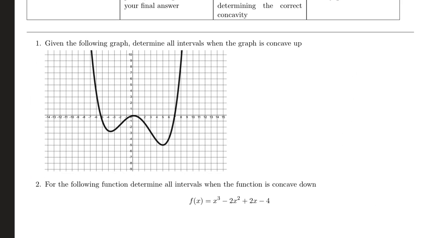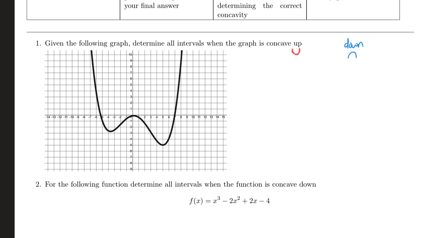Our second page, our second skill on our test, is about concavity. The first one, just like the last skill, is looking at a graph and determining when it's concave up. Concave up means it's shaped like a cup. If it was concave down, it's shaped like a frown. So when is this concave up? I just think about it as like an upward parabola.